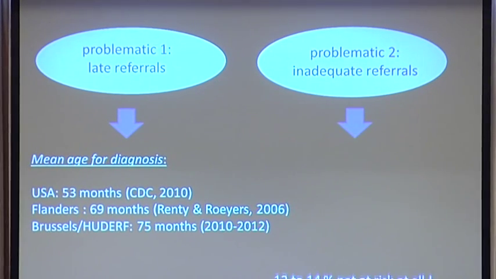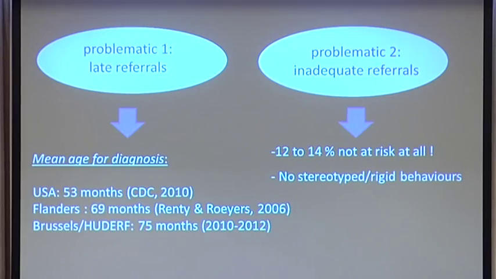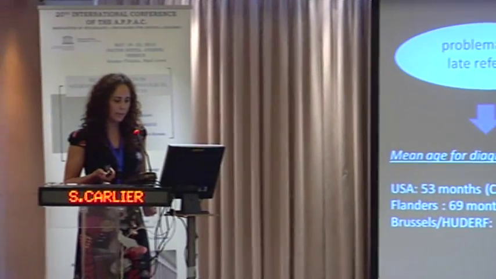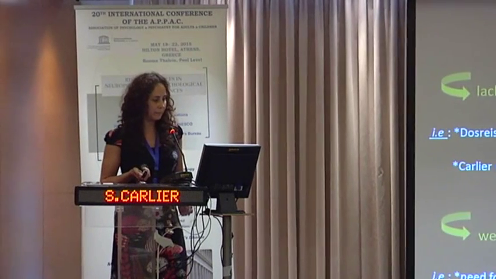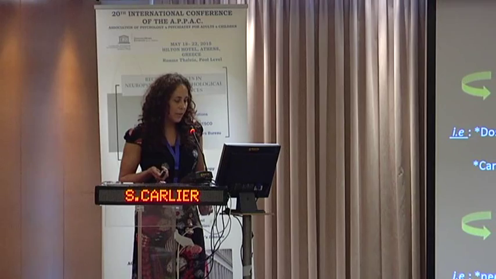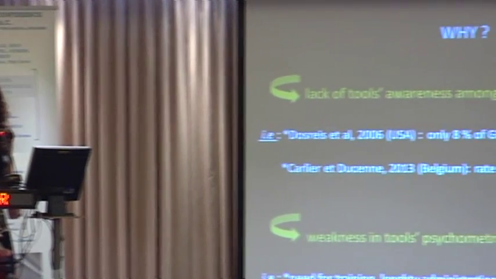Why do we have inadequate referral? In our center, we have up to 14% of children who should not be sent to a center because they're not at risk at all. For example, they would have no stereotyped or rigid behavior. Why these two problems? Because there is no very good awareness of autism screening tools amongst professionals.